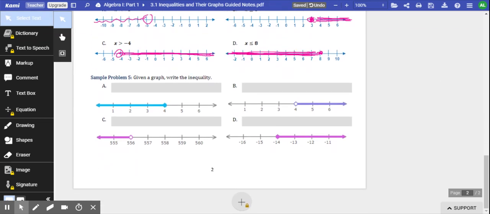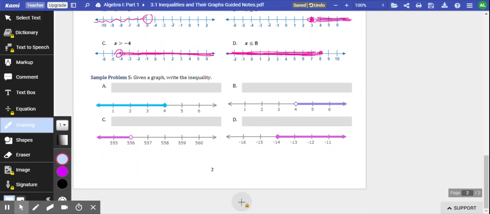All right, now we got a graph, and we have to write the inequality. So we have a closed circle on 4, so it's going to have that equal to. Let's just use x because x is a nice variable we like. So everything is less than 4. x is less than or equal to 4.